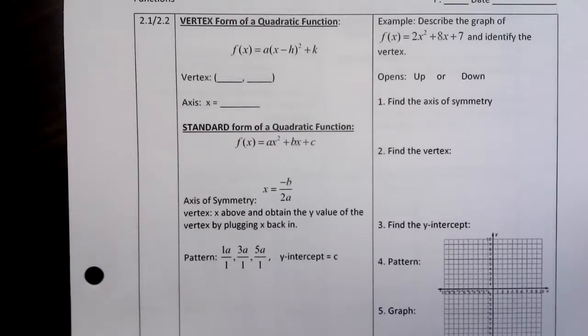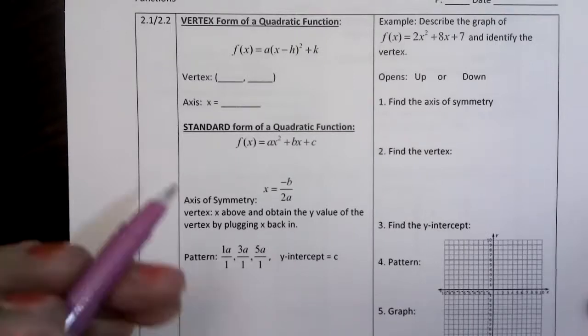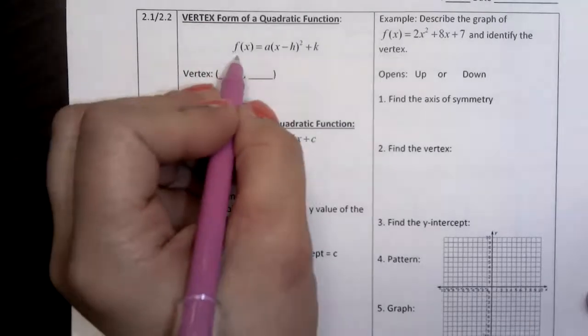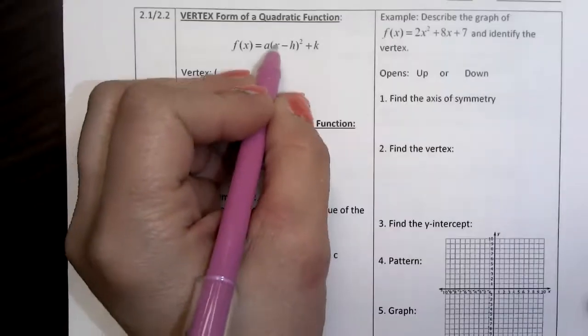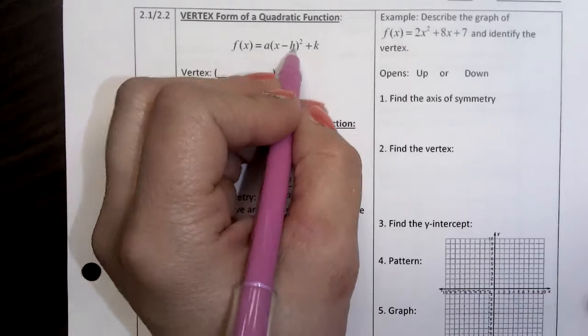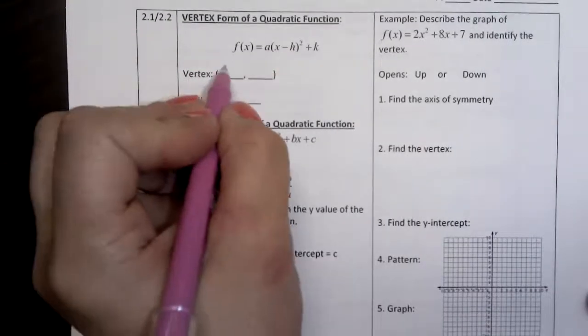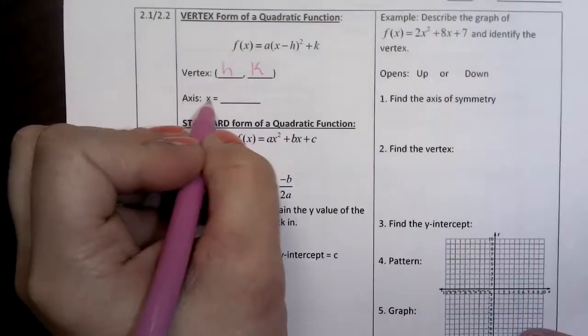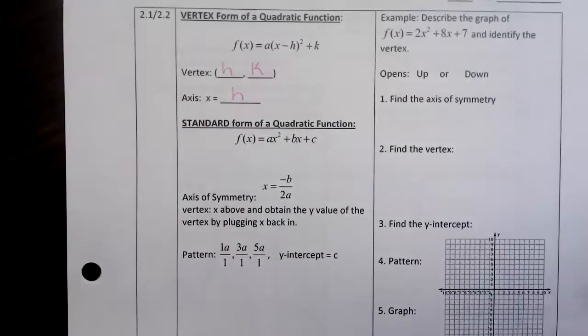And this is pre-calculus, chapter 2 notes. This is 2.1 and 2.2 combined. So the vertex form of a quadratic function is in the form f of x equals a times x minus h squared plus k. Your vertex here is going to be (h, k), and your axis is x equals h.